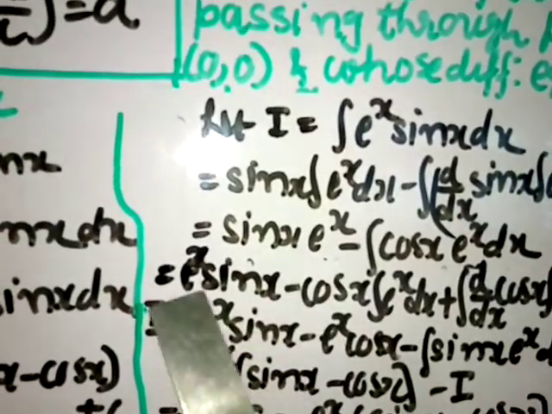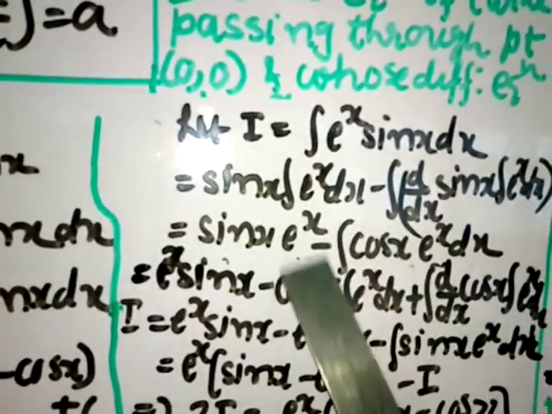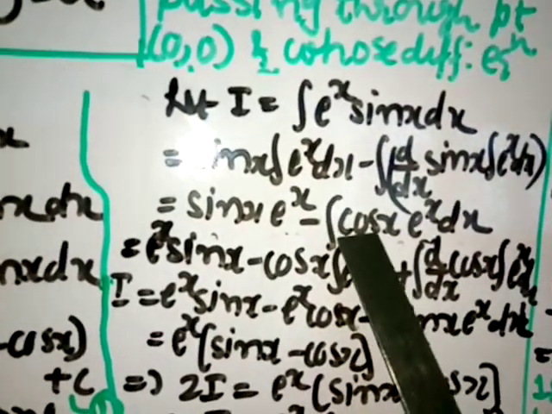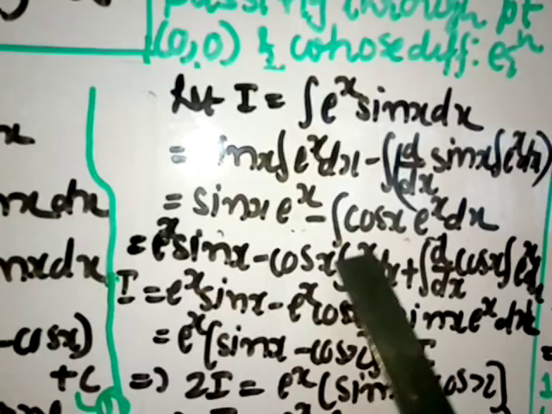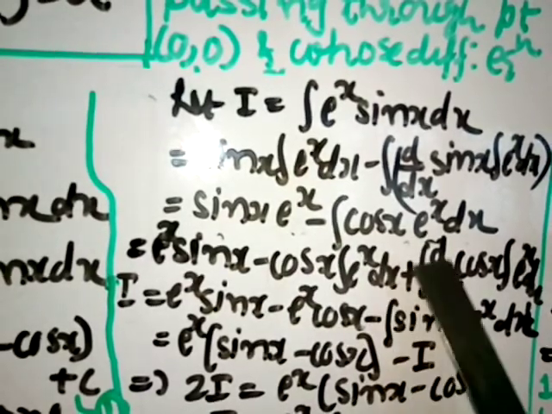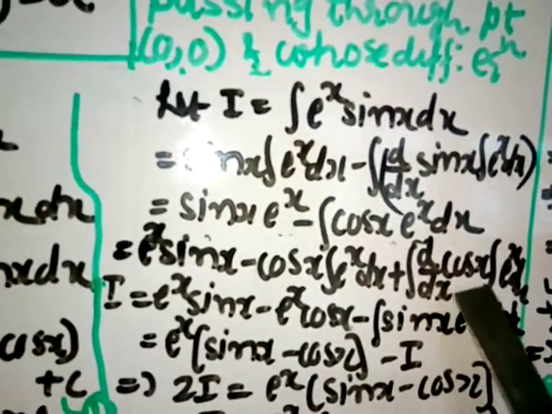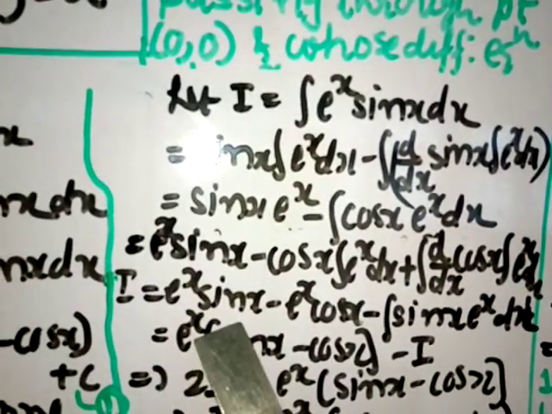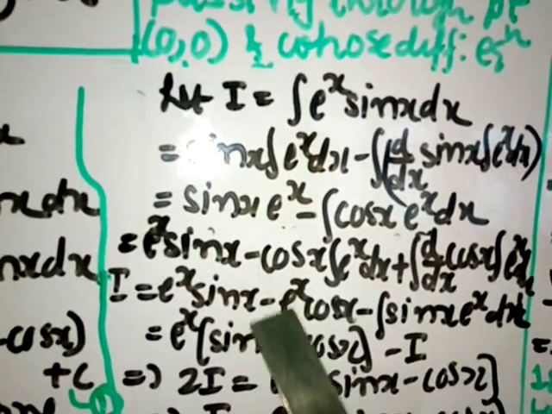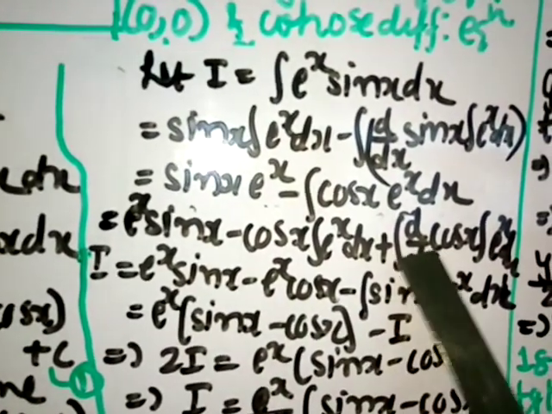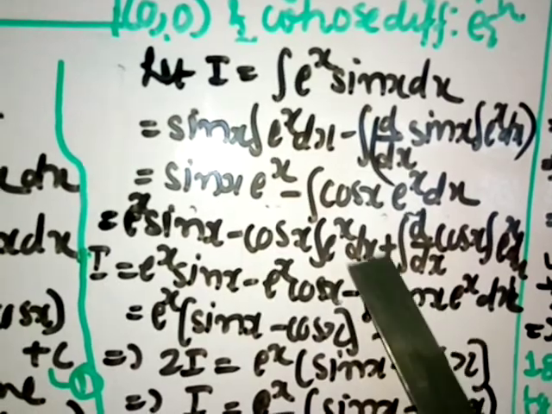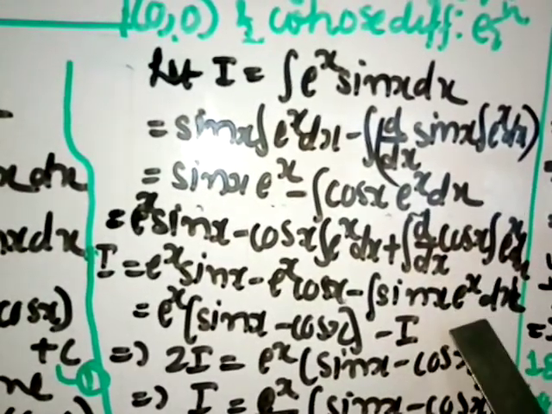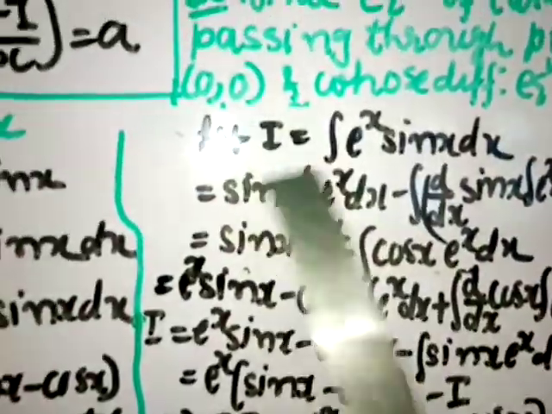This one is as it is, e power x sin x minus, now you have to do once again here u into v, or f(x) into g(x), integrating by parts. So cos x as it is, integral of e power x dx, minus and minus plus integral d/dx of cos x into integral e power x dx, and integrate the full thing. E power x sin x minus e power x cos x minus, the differential of cos is minus sin x. So this plus, I have written minus sin x and this integral is there, and the integral of e power x is e power x dx. But this value is your integral which you have assumed as I.